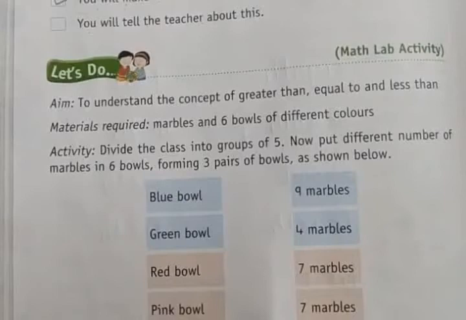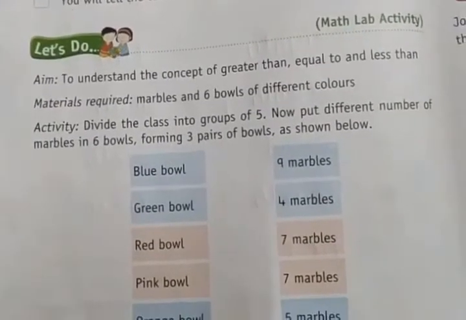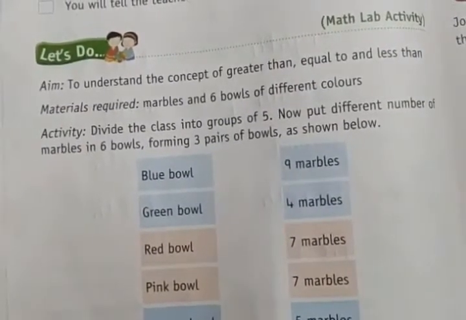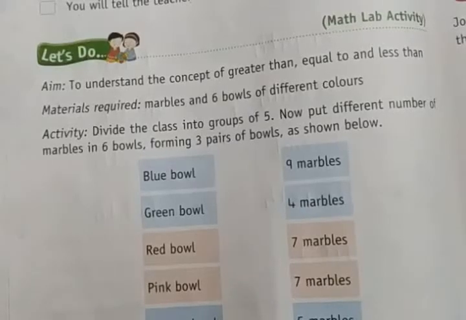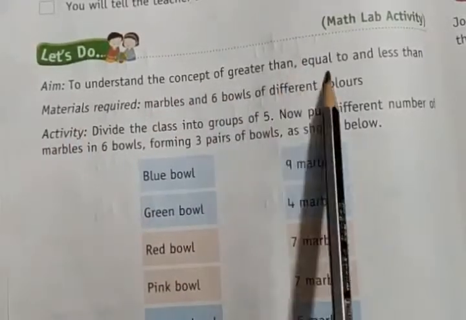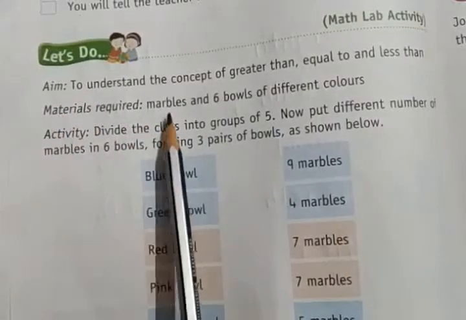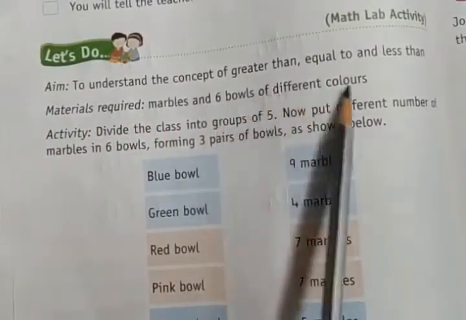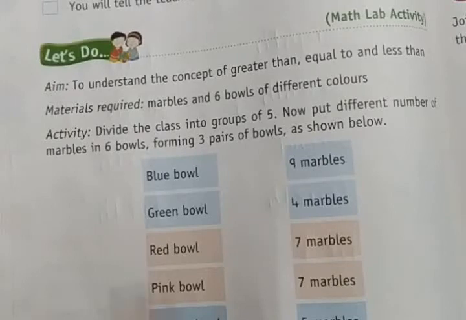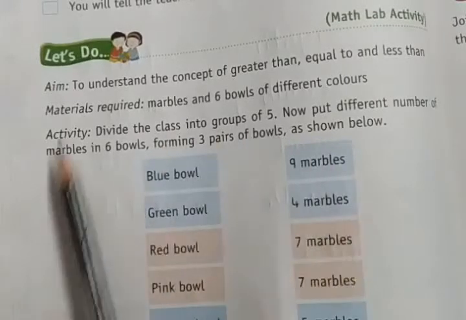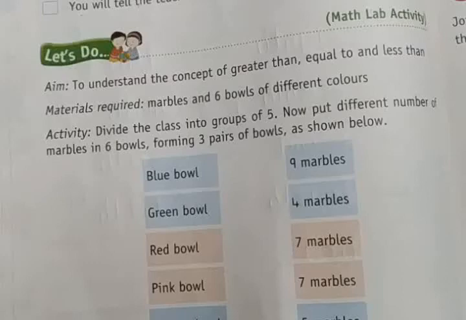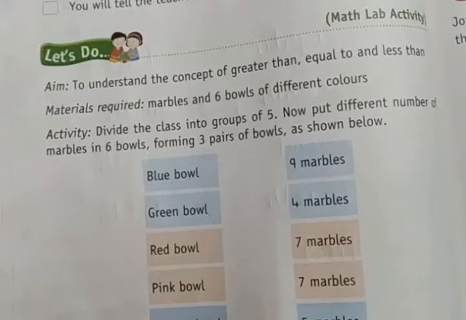Then let's do the math lab activity. Aim: to understand the concept of greater than, equal to or less than. Material required: marbles or 6 balls of different colors. You do this activity at home. Take crayons of different colors, or marbles, or buttons, make an arrangement and try to compare the groups.